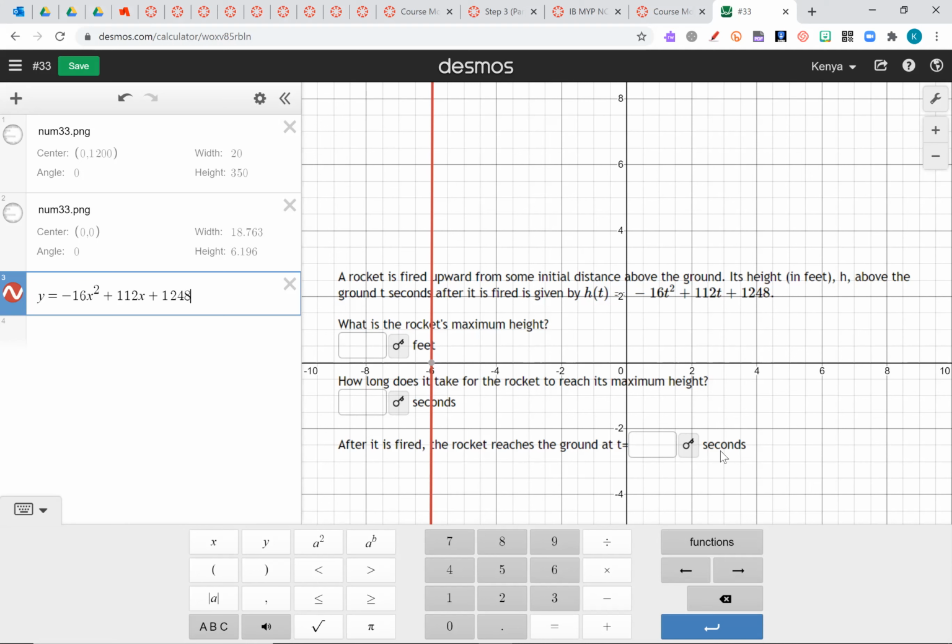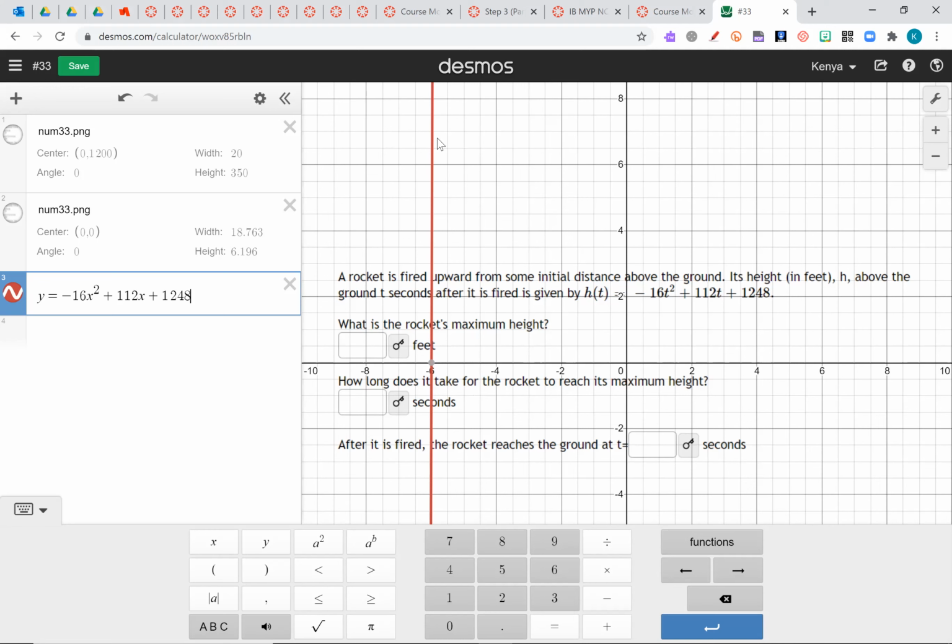So if you can imagine, our rocket is going up in the air and it's coming back down and hitting the ground. On the ground, our height is equal to 0. So we want to know, when is y going to be equal to 0? What key feature is when y is equal to 0? That's the x-intercept. So when you think ground, I want you to think x-intercept, because that's when y is equal to 0. So ground is x-intercept. Maximum is vertex. Ground is x-intercept. Now let's get into solving these problems.